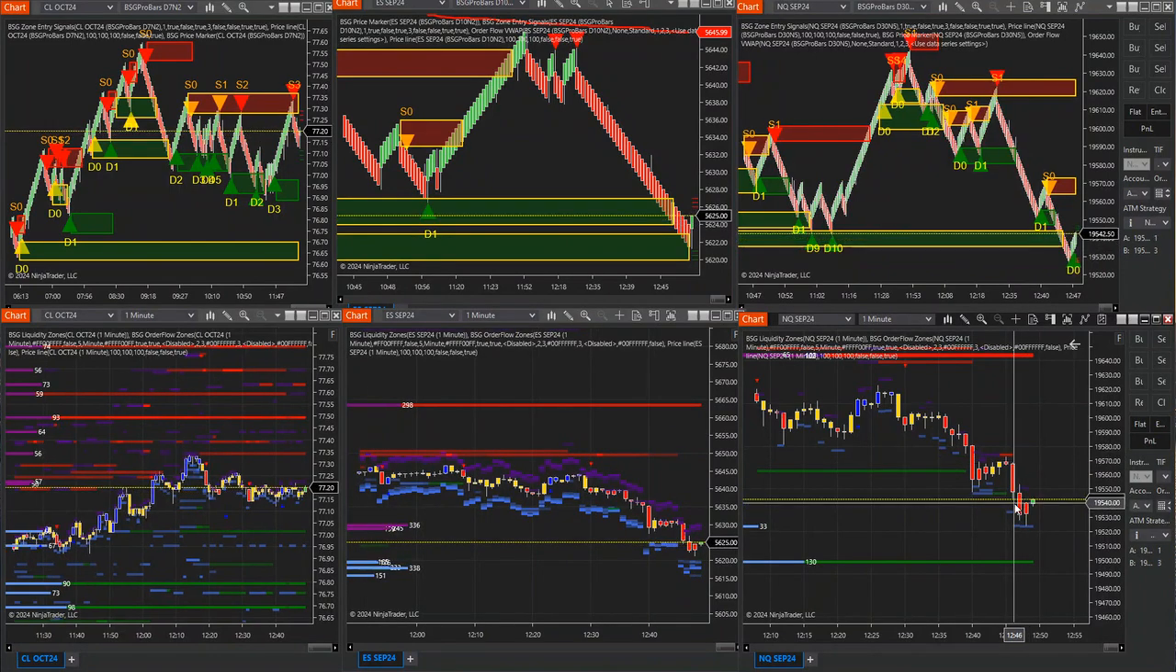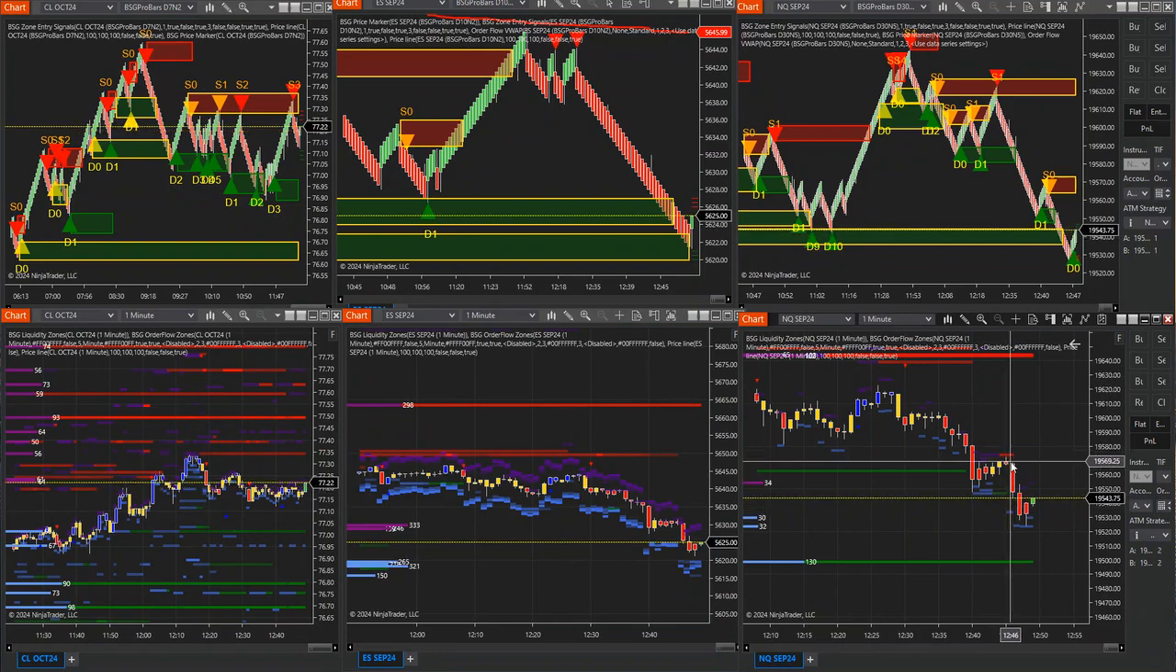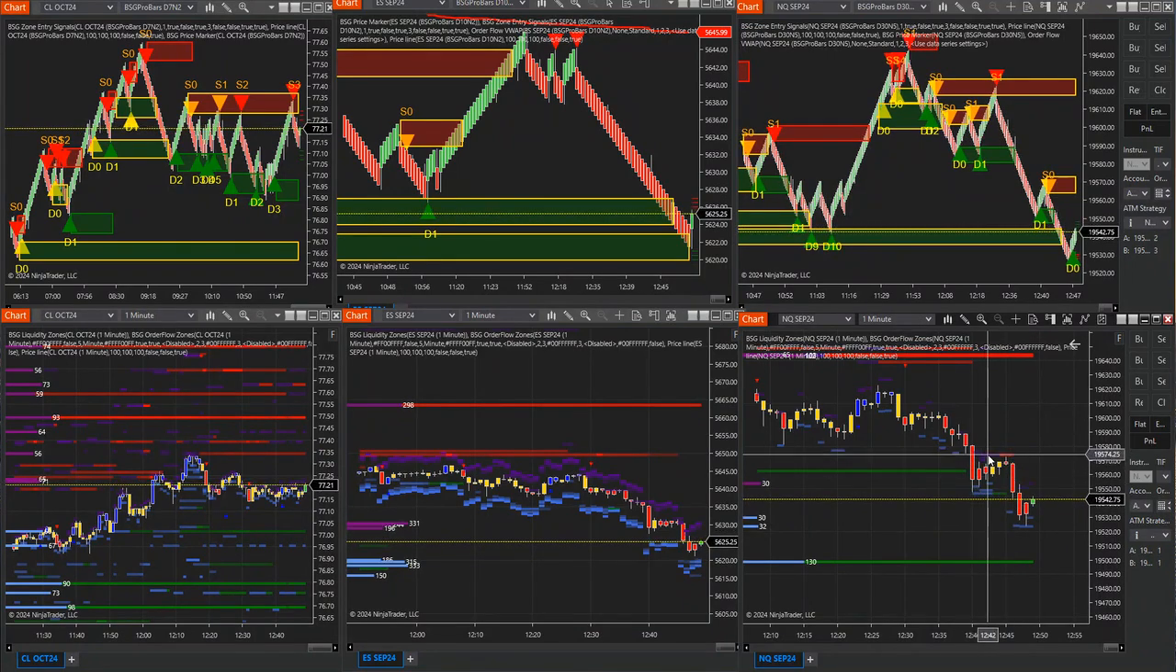All right, so that's it. I just wanted to show you a quick scalp on the breakout trade, and if we have any more breakout opportunities, we'll come back again. Thank you.